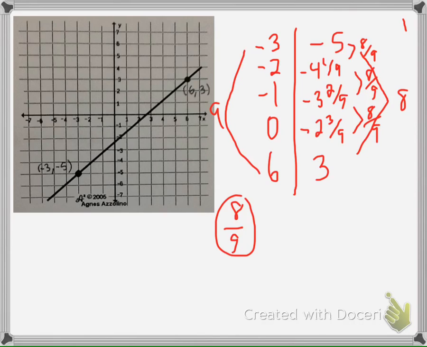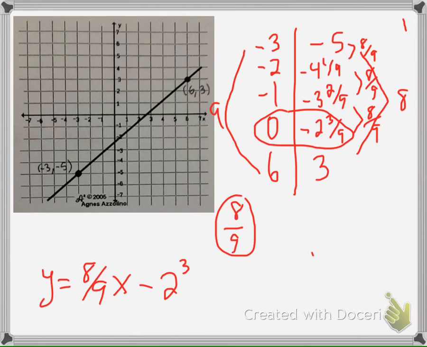And if I look at my graph, here's -2, and then this would be about, if I were to split this little box up into ninths, I would say that is about 3/9. So I'd say that works. So now we can write our equation. Y equals 8/9x minus 2 3/9.